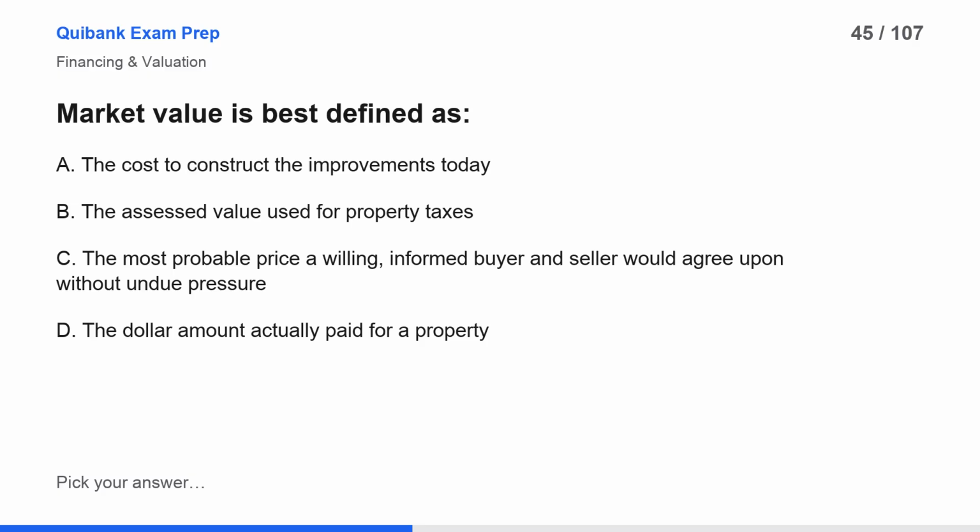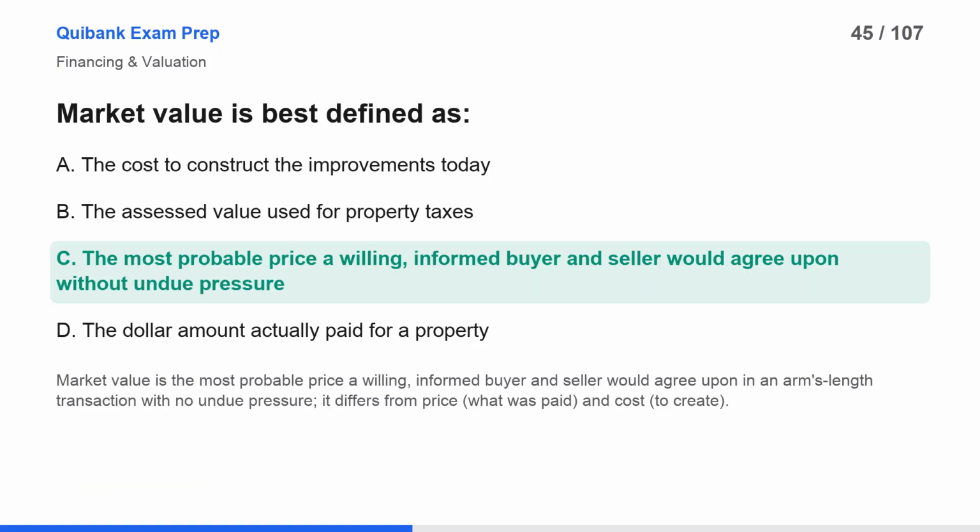Question 45. Market value is best defined as A. The cost to construct the improvements today. B. The assessed value used for property taxes. C. The most probable price a willing, informed buyer and seller would agree upon without undue pressure. D. The dollar amount actually paid for a property.